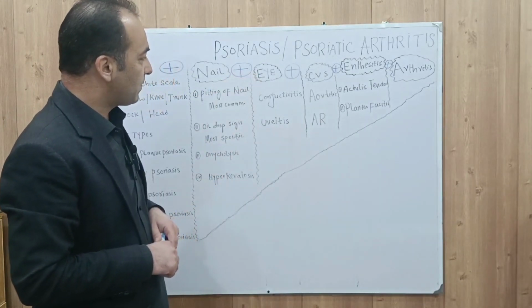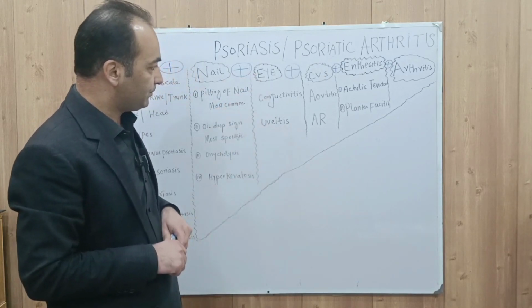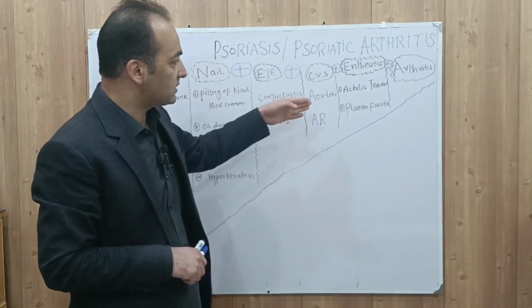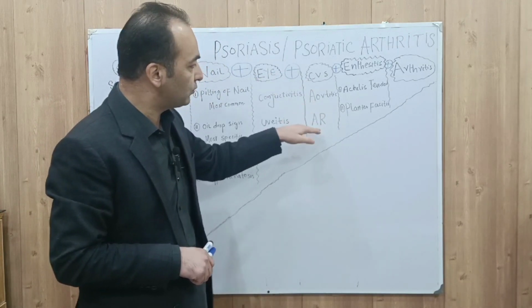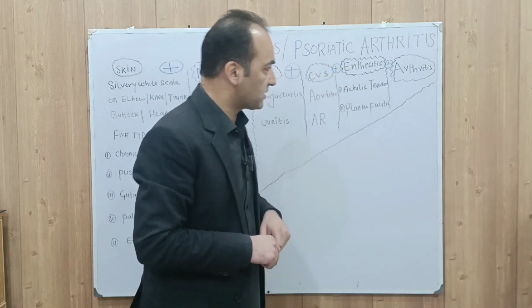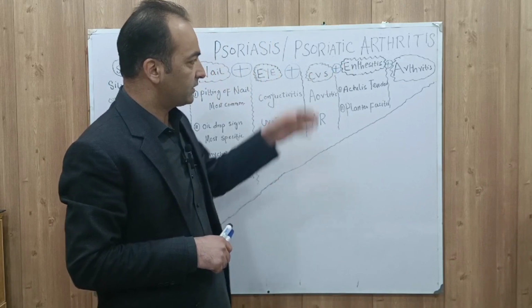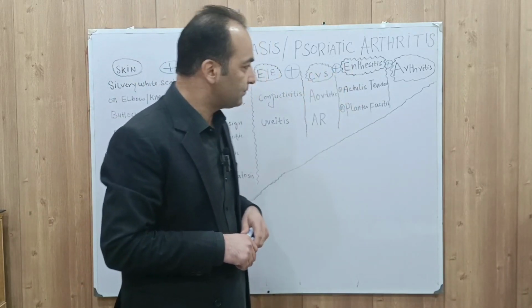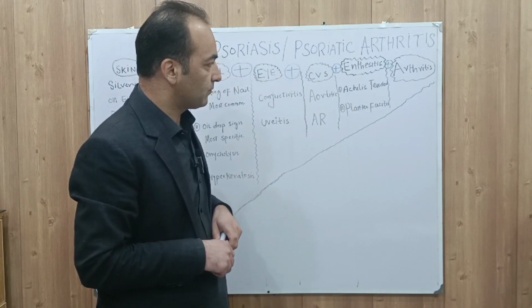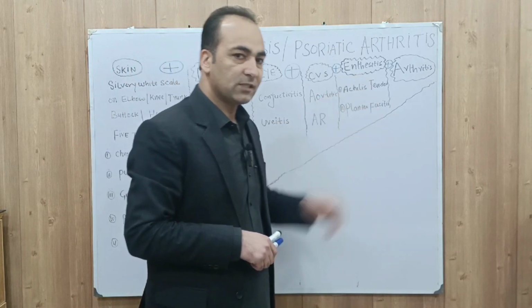In the eye, it can cause conjunctivitis and uveitis. Cardiovascular manifestation of psoriasis: it can cause aortitis and therefore aortic regurgitation. Enthesitis, that is inflammation of ligament and tendon. It can cause Achilles tendinitis and plantar fasciitis. But we will talk about the arthritis in detail.